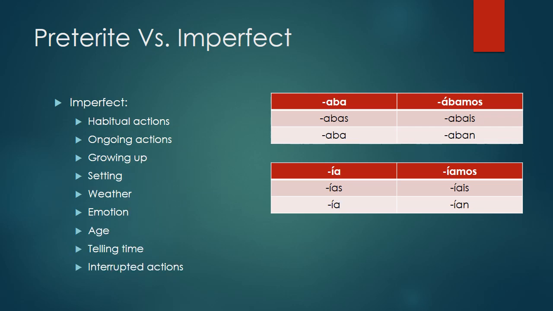The imperfect tense is used for habitual actions, ongoing actions, stuff that you did while you were growing up, setting the scene, talking about the weather, describing emotions, talking about someone's age, telling time, and interrupted actions. The AR endings are -aba, -abas, -aba, -ábamos, -abais, -aban.